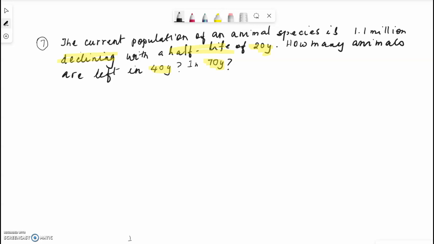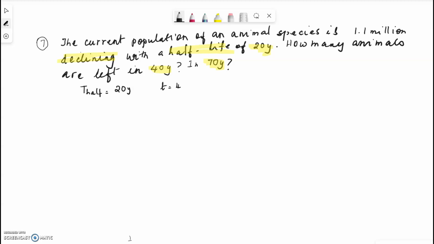So let's see what's given. Let's write that down first. T half, so that's the half-life of this animal population, is 20 years. So the population is decreasing. And in 40 years, we want to know how many animals are left.